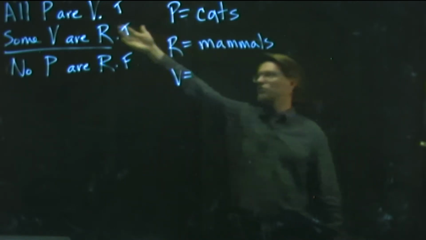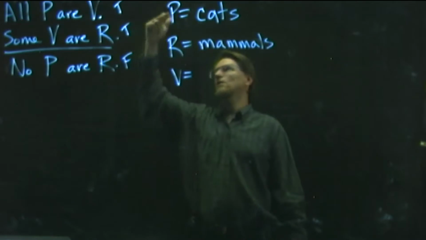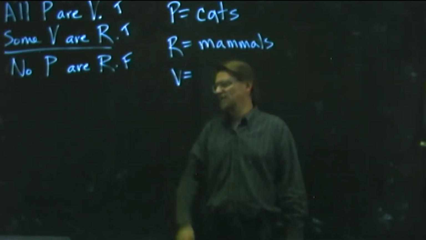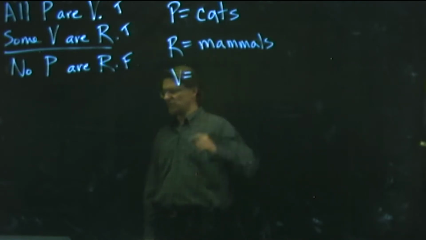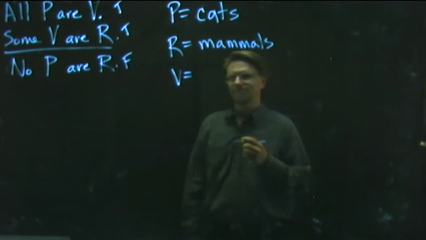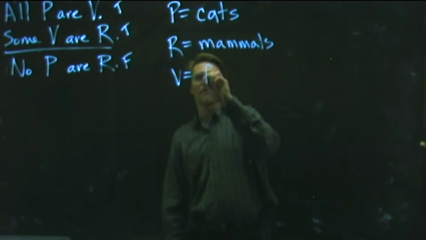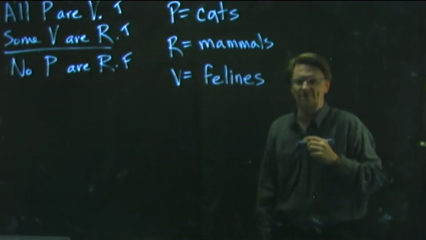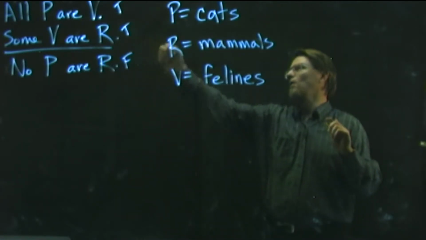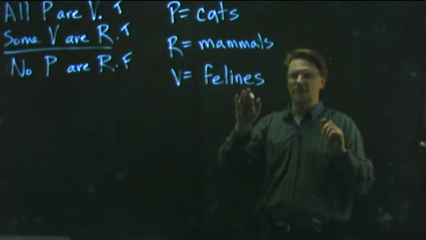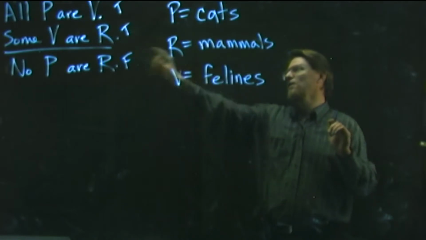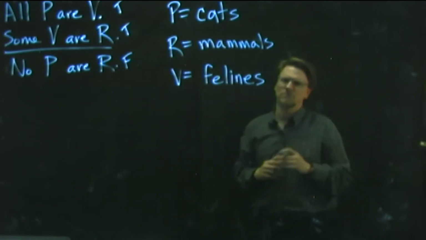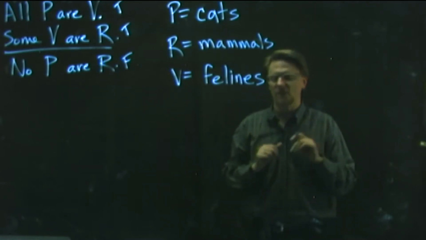Now, we need to turn to the premises. All P, all cats are something that has to be true, and some of those things have to be mammals. Well, we could, for example, take felines, right? Let's see what we get. All cats are felines. Well, that's true. Every single cat is a feline. Some felines are mammals. Now, that's curious, right? That might strike you a little bit differently, I guess we could say.